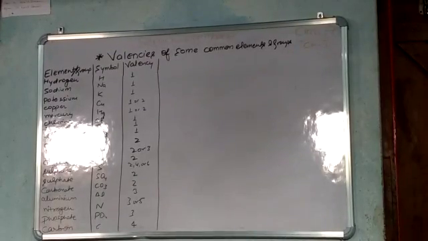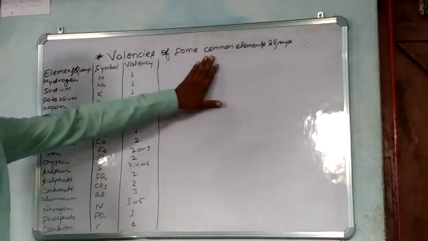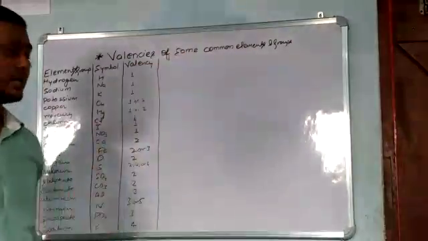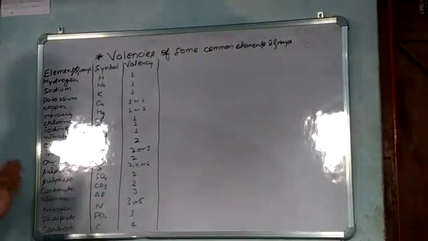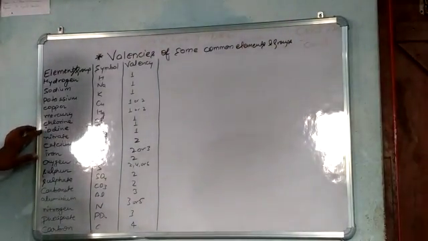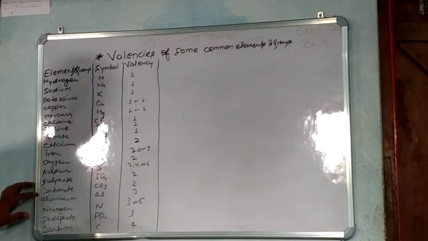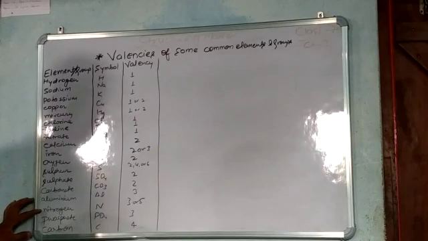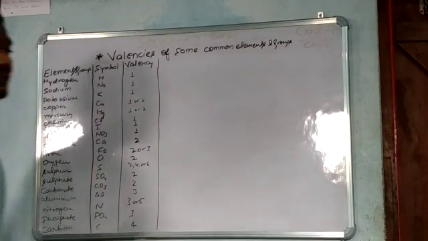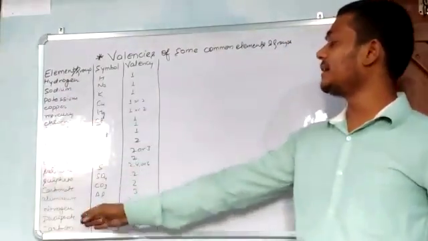Okay. So we have a table of valencies of some common elements and groups. Let us see. First, hydrogen, sodium, potassium, copper, mercury, chlorine, iodine, nitrate, calcium, iron, oxygen, sulfur, phosphate, carbonate, aluminium, nitrogen, phosphorus, and carbon. These are the elements we have.